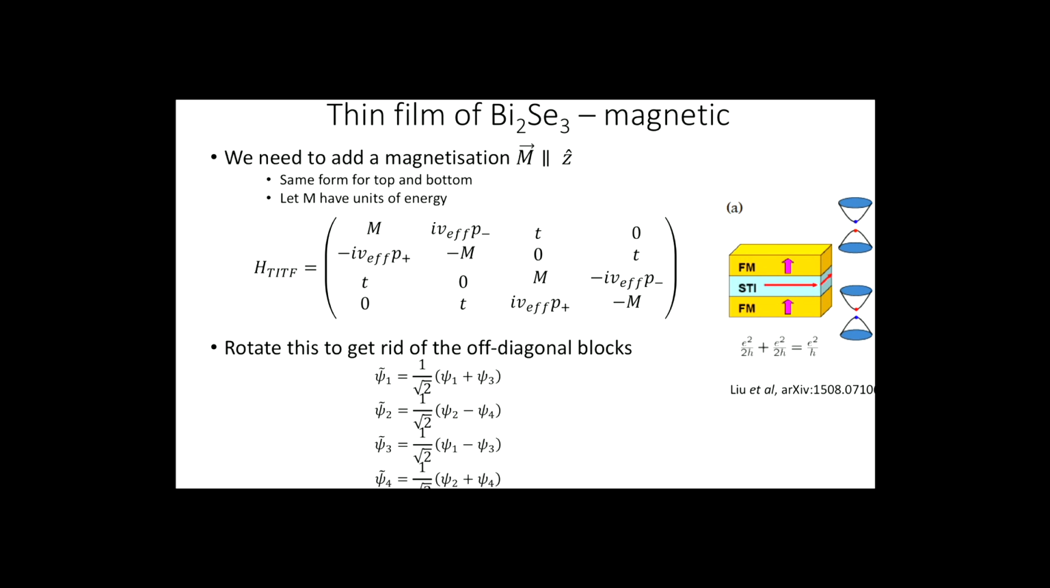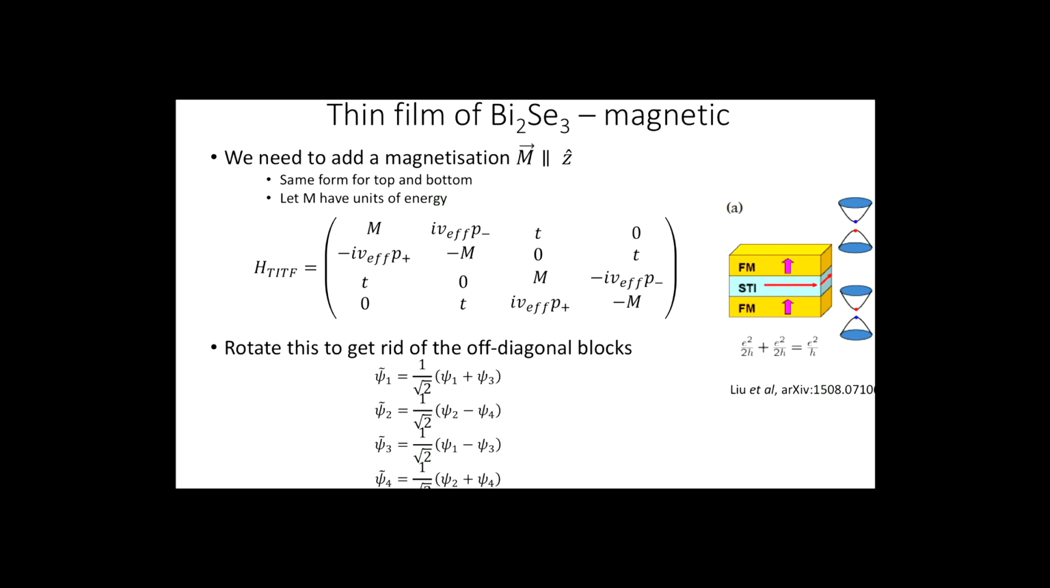So I'm going to stick with the thin film Hamiltonian. I have tunneling here, Rashba here, minus Rashba here. Now I have a magnetization which couples to sigma z, so M, minus M, M, minus M. Is everybody happy with this? Good.